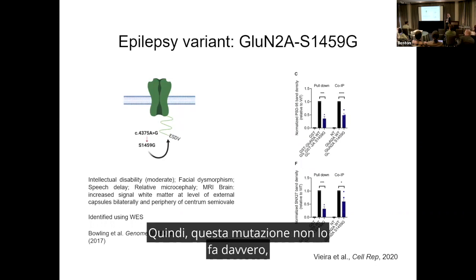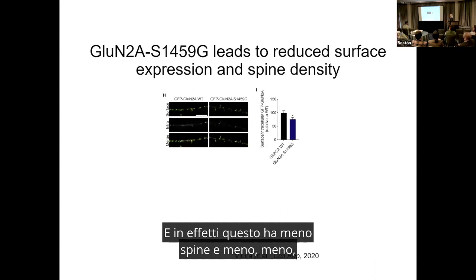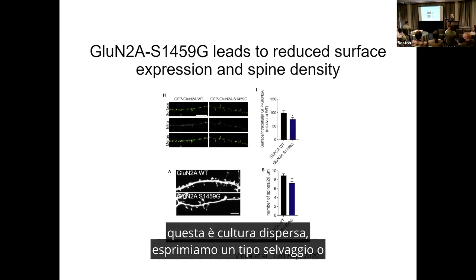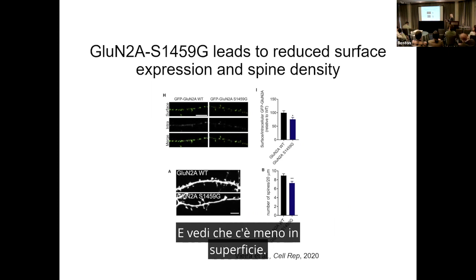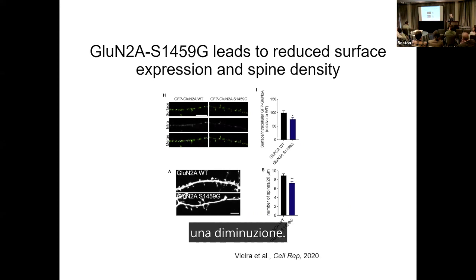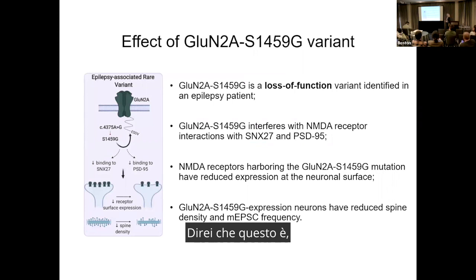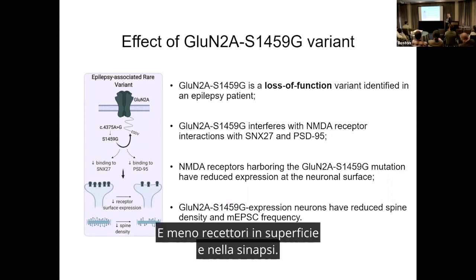So this mutation is not a null phospho mutation, and it's not a phosphomimic, it's different altogether and disrupts both. And indeed, this one has fewer spines, this is dispersed culture. We express a wild type or mutant, and you see that there's less on the surface. We also do spine morphology and look at spine number and density, and there's a decrease. So I want to do that kind of quickly. Like I said, when we do find effects, the variants tend to be loss of function and less receptors at the surface and at the synapse.